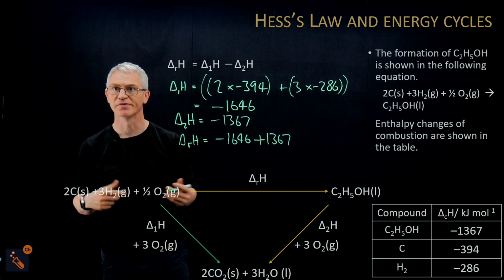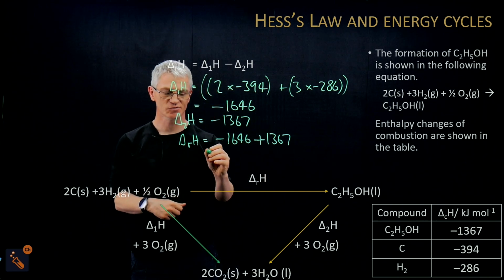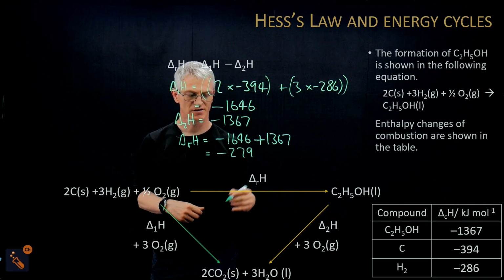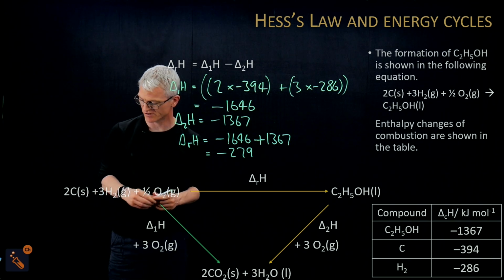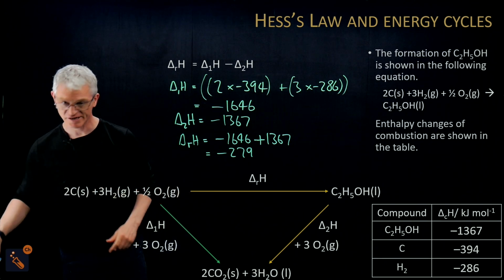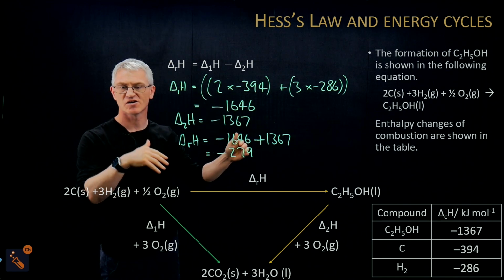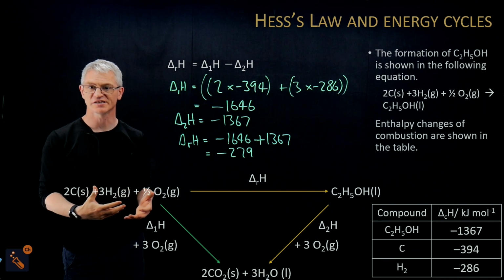Okay, don't you just love maths? All right, okay, and then you add those 2 together, and then what you get is a final answer of minus 279. Okay, you can put the kilojoules per mole as the unit, but they don't ask for it normally, so I'm not going to bother. Okay, so basically this is it. This is how you do it for enthalpy change of combustions, for Hess's law, and questions like that.